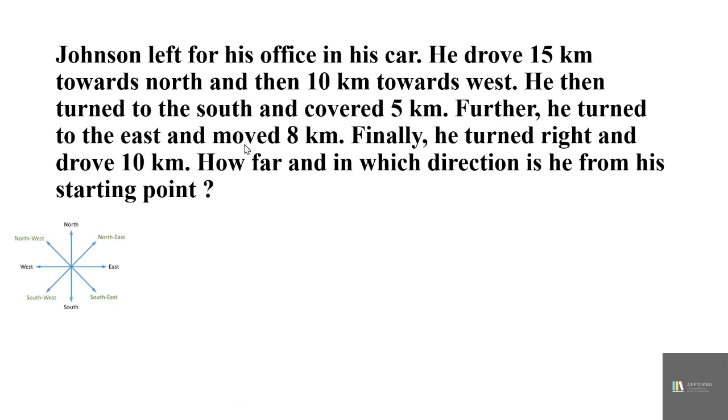Johnson left for his office in his car. He drove 15 kilometers towards north and then 10 kilometers towards west. He then turned to south and covered 5 kilometers. Further, he turned to the east and moved 8 kilometers. Finally, he turned right and drove 10 kilometers. How far and in which direction is he from the starting point? So Johnson left for his office. Now he drives 15 kilometers towards north.